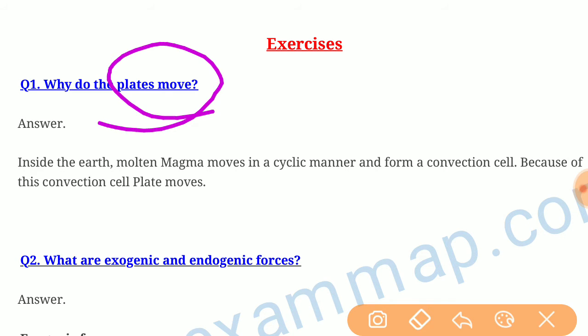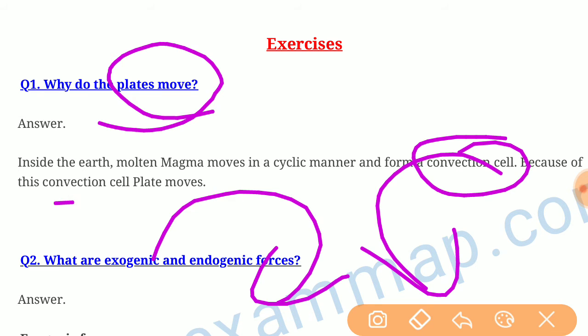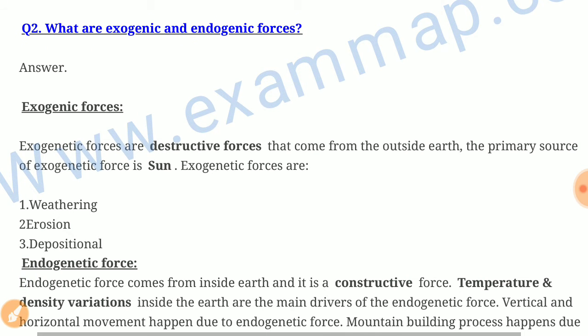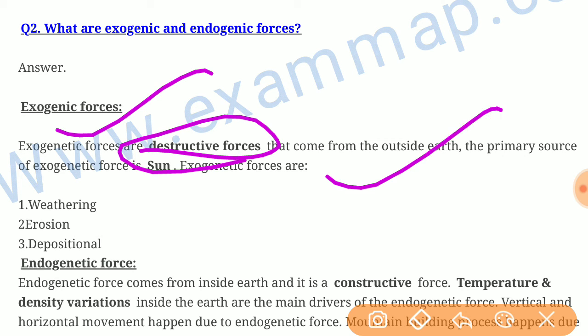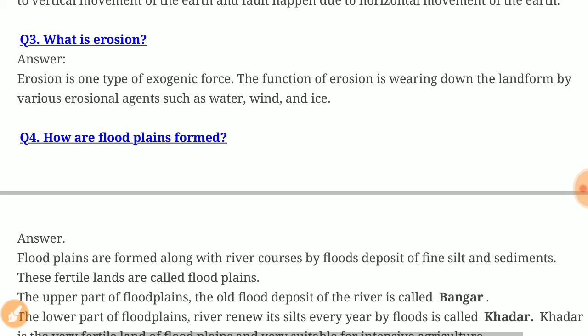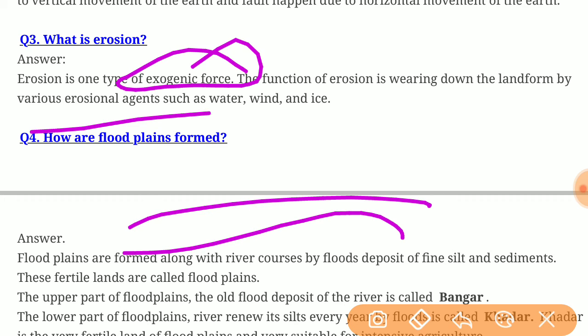Why do plates move inside the earth? The molten magma moves in a circular, cyclic manner, which is also known as a convection cell, and because of this convection cell, plates move. What are exogenic and endogenic forces? Exogenic forces are the destructive forces and come from the outside, and the endogenic forces are the constructive forces and come from the inside of the earth. What is erosion? Erosion is one type of exogenic force. The function of erosion is wearing down the landforms by various erosional agents such as water, wind and ice.